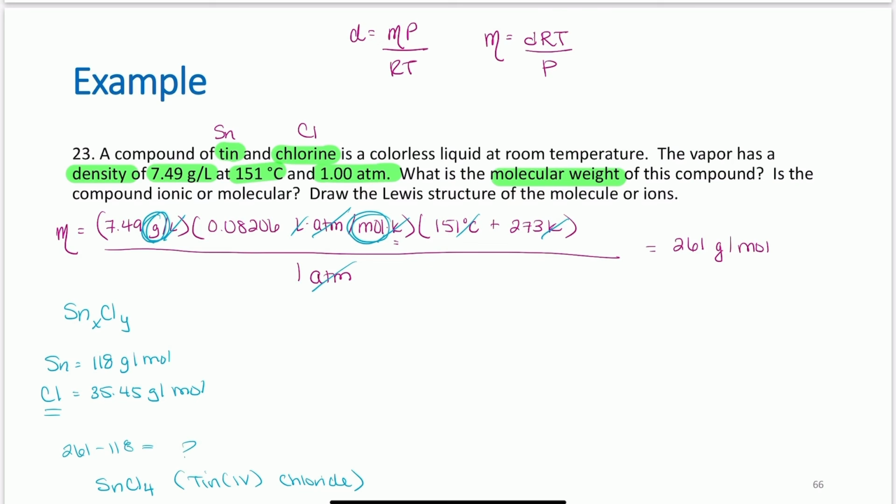And draw the Lewis structure. Now, most people look at this and say, but it's a metal and non-metal. It's an ionic compound. Not if you look at the electronegativity difference. If you look at the electronegativity difference, it is actually covalent. We'll have our tin in our center and our 4 outer chlorine atoms. And this is your Lewis structure of tin 4 chloride.